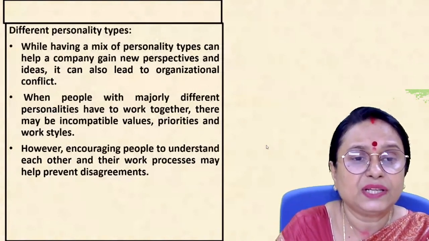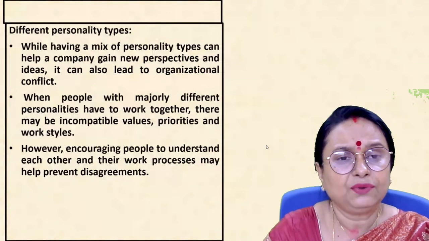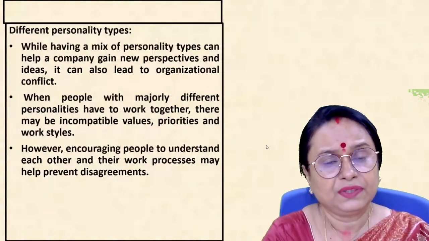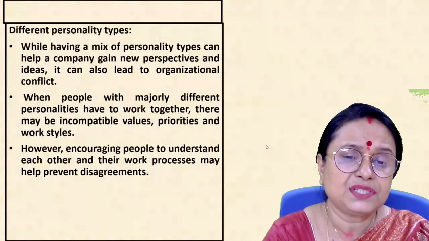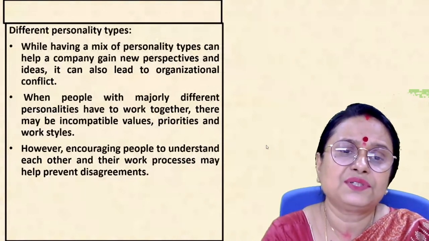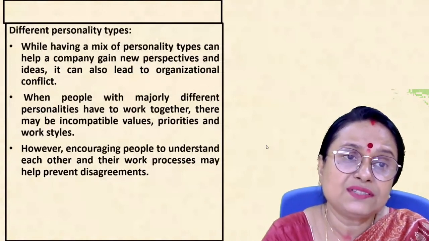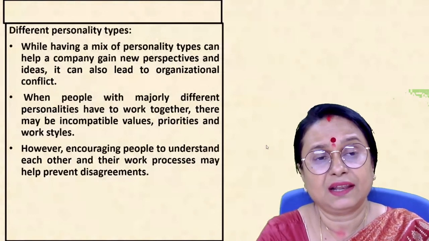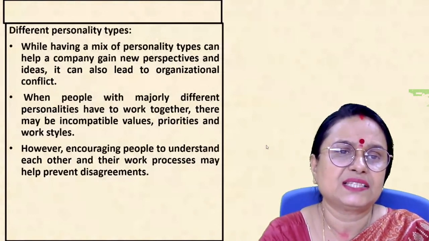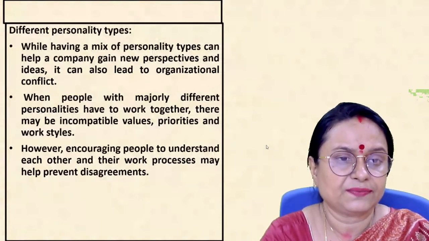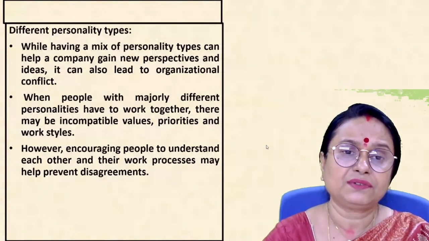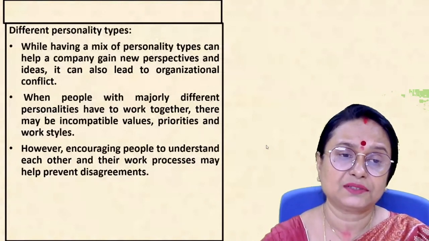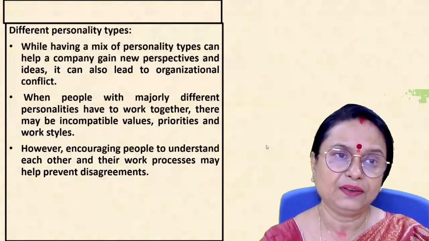So different personality types, when they come together and work together, they try to impose their value system on others because they are already adults. So what they do, they try to impose that their value system is correct and others' value system is not correct. So this is where conflict arises. While having a mix of personality types can help a company gain new perspectives and ideas, it can also lead to organizational conflict. So various background people will come together and work with each other. So their mindset do not match, their values do not match, their opinions do not match. So which gives rise to organizational conflict.